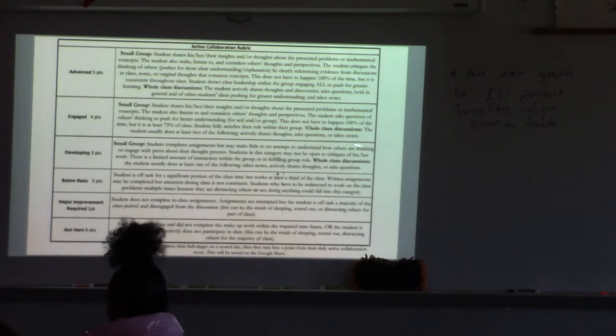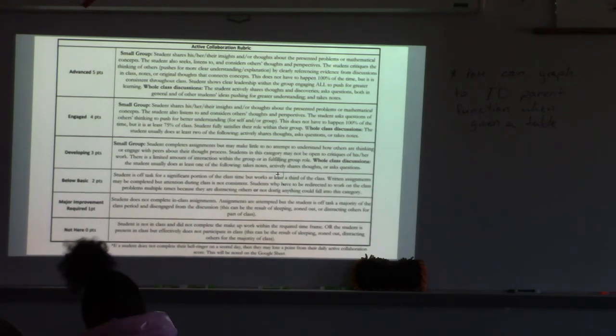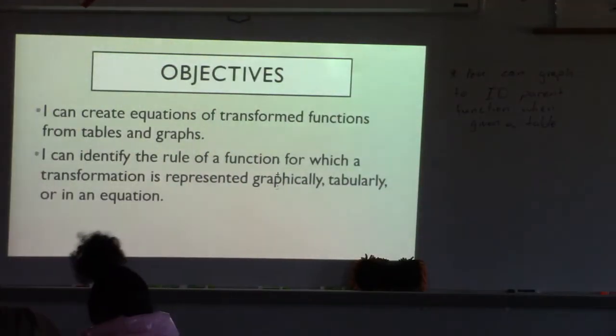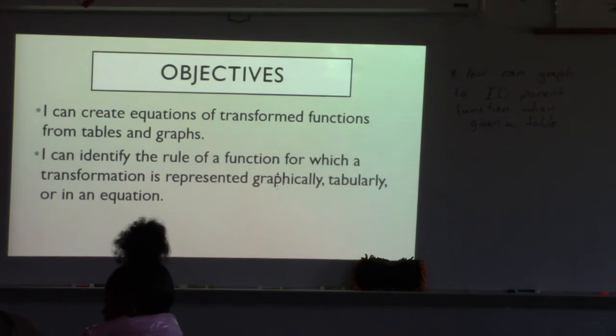And I left it that short, but what I'm really referring to is these ideas of sharing thoughts and discoveries, asking questions in general and of other students' ideas, pushing for greater understanding, and taking notes, right? So I am basing it on all that. If you want a copy of this slightly updated rubric, let me know and I'll print one out for you. I just want you to be aware of those differences.